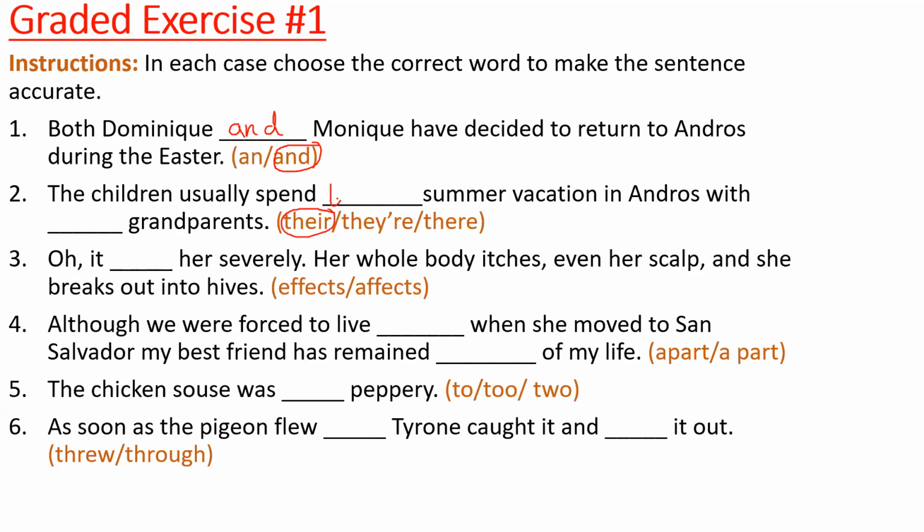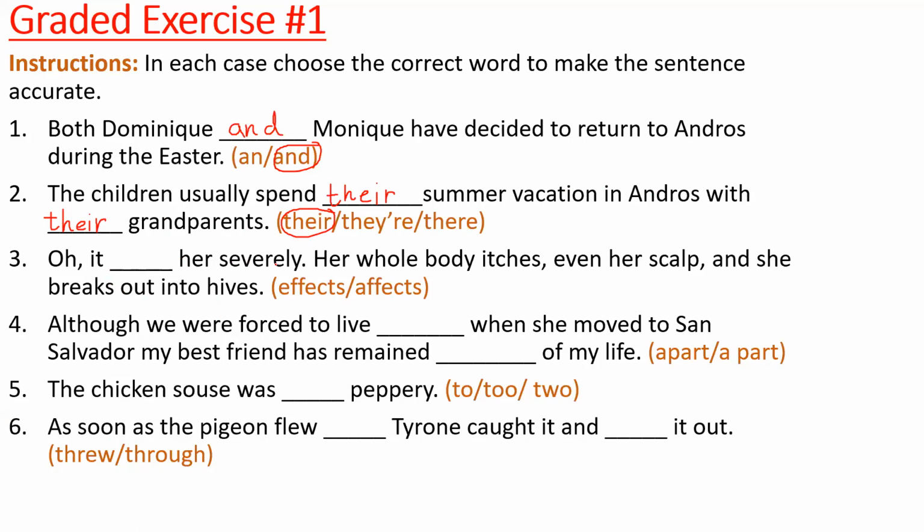So it's their summer, showing ownership, right? And then it's going to be their grandparents, showing ownership again. How many persons got that right? I did. Good. You almost tricked me, but I got it right. Now, the moment of truth, number 3.